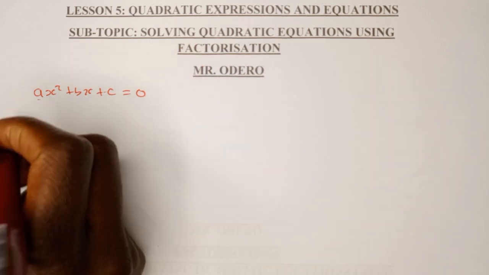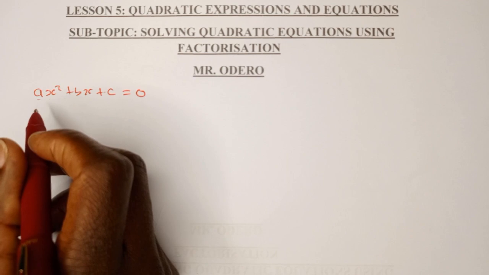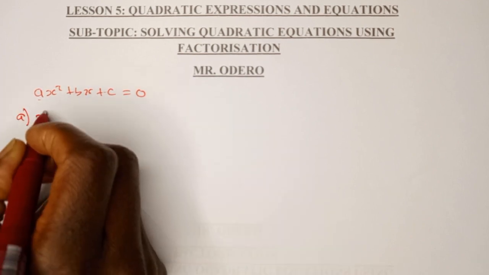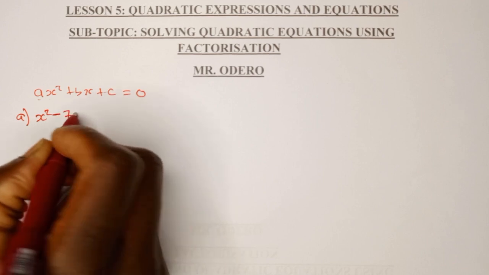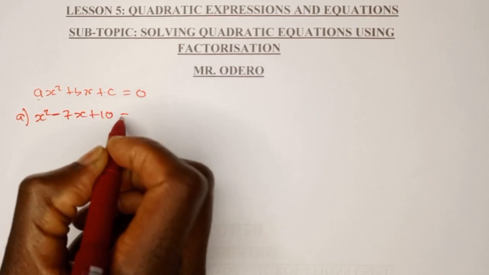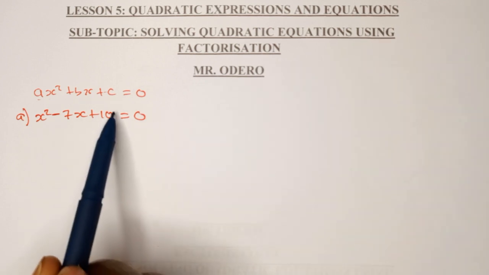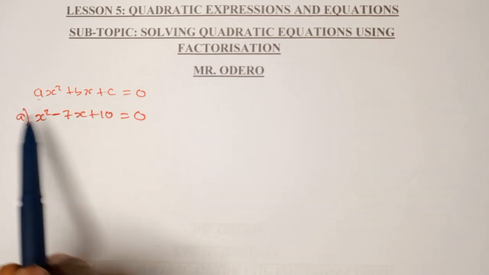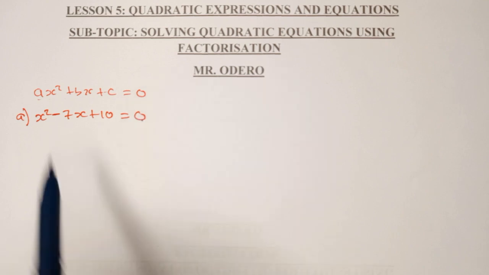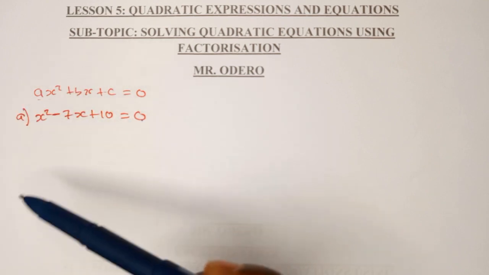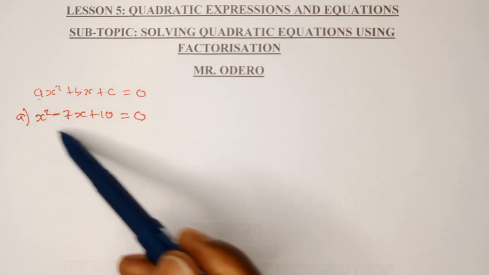So let's go into examples. Solve the equations below by factorization. I'm having x squared minus 7x plus 10 equals 0. So we need to factorize this expression and then we equate it to 0. So how do you factorize this one? I gave you a very simple method of factorizing such kind of expression.